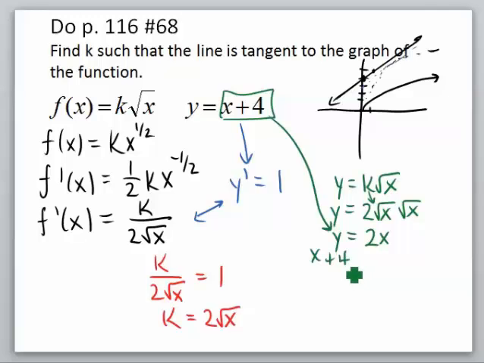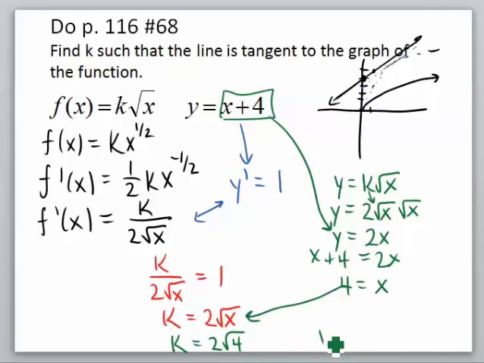So I'm going to have x plus 4 equals 2x. Now when I subtract x, I get that x is 4. I'm almost done because that's going to allow me to solve for k finally. And I'm going to get that k is equal to 2 square root of 4. And the square root of 4 is 2, so 2 times 2 is 4. So the k value is 4.